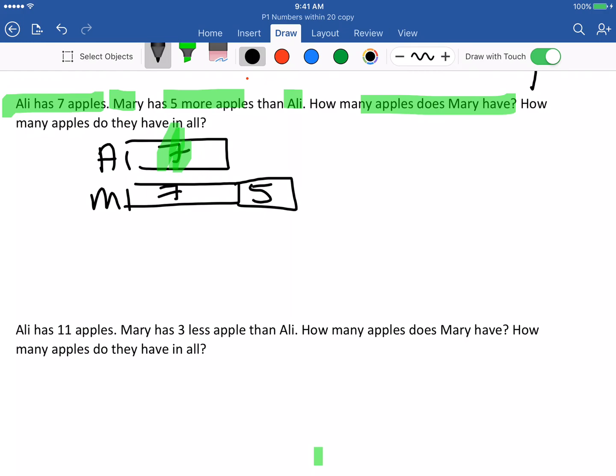Next question, let's answer the question. How many apples does Mary have? So we are talking about what? This portion right here. So how much do we have? We just take 7 plus 5, which equals to 12.